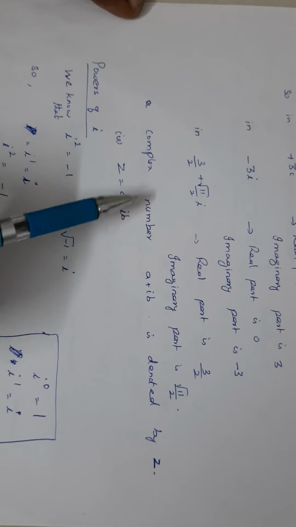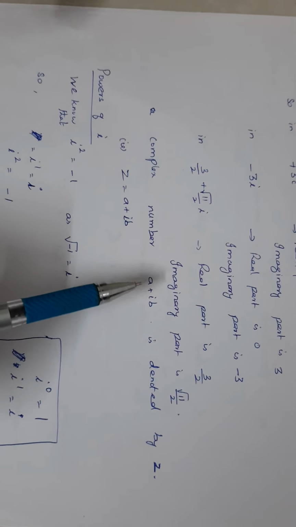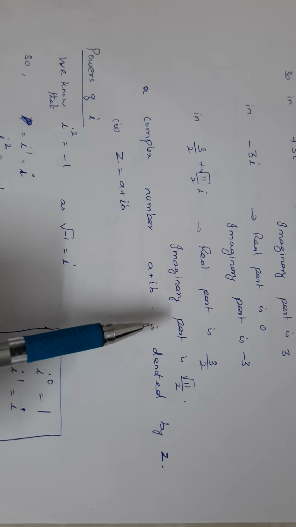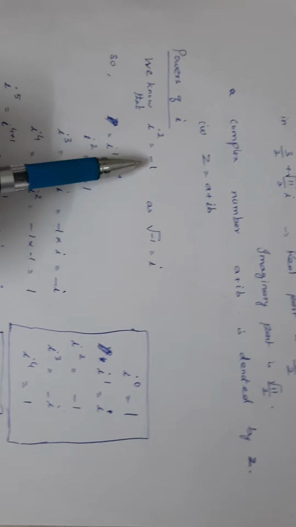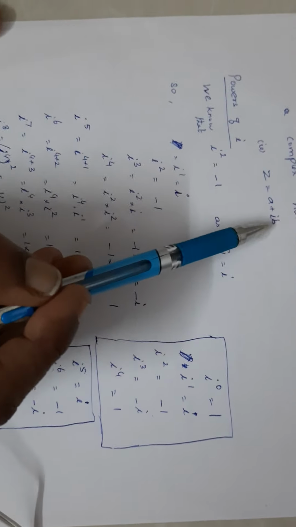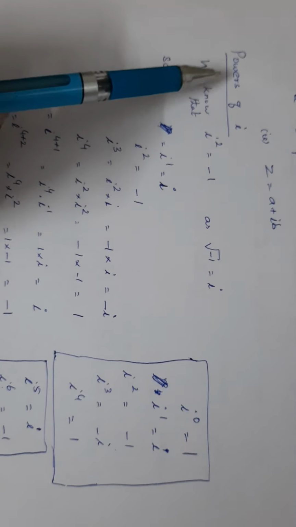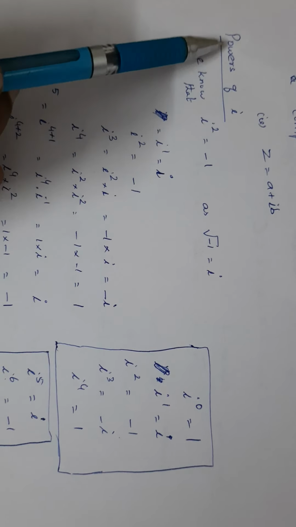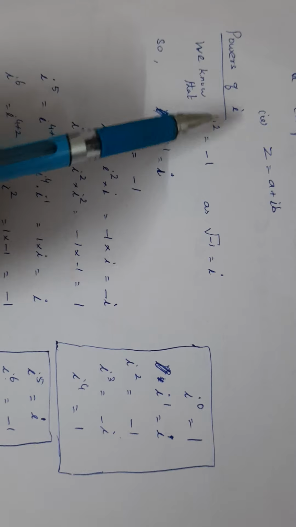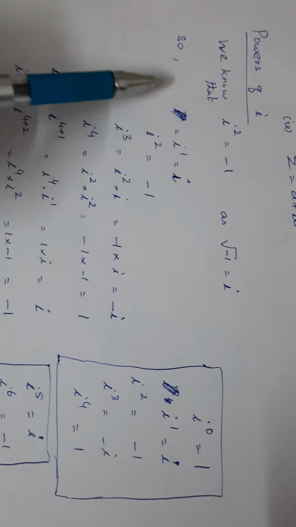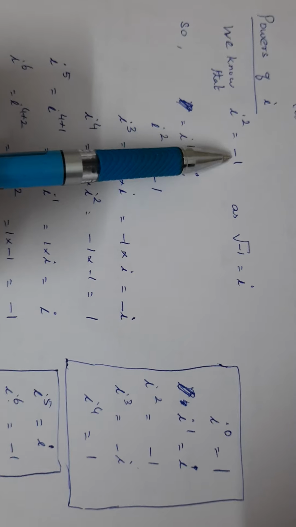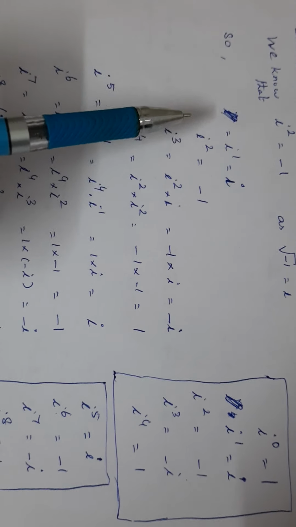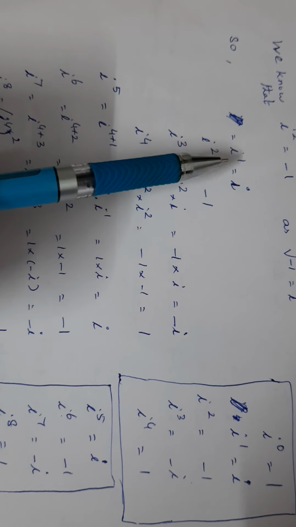We are going to see in detail the properties and the addition, subtraction, how to add, how to subtract, and all other properties of complex numbers in the next video. Before going to that part, we have to know some properties of the imaginary number i. Let us see the powers of i, how to find the power of i and what would be its value. We know that i squared is equal to minus 1, as root of minus 1 is equal to i. Now let us see what the other powers of i would be.